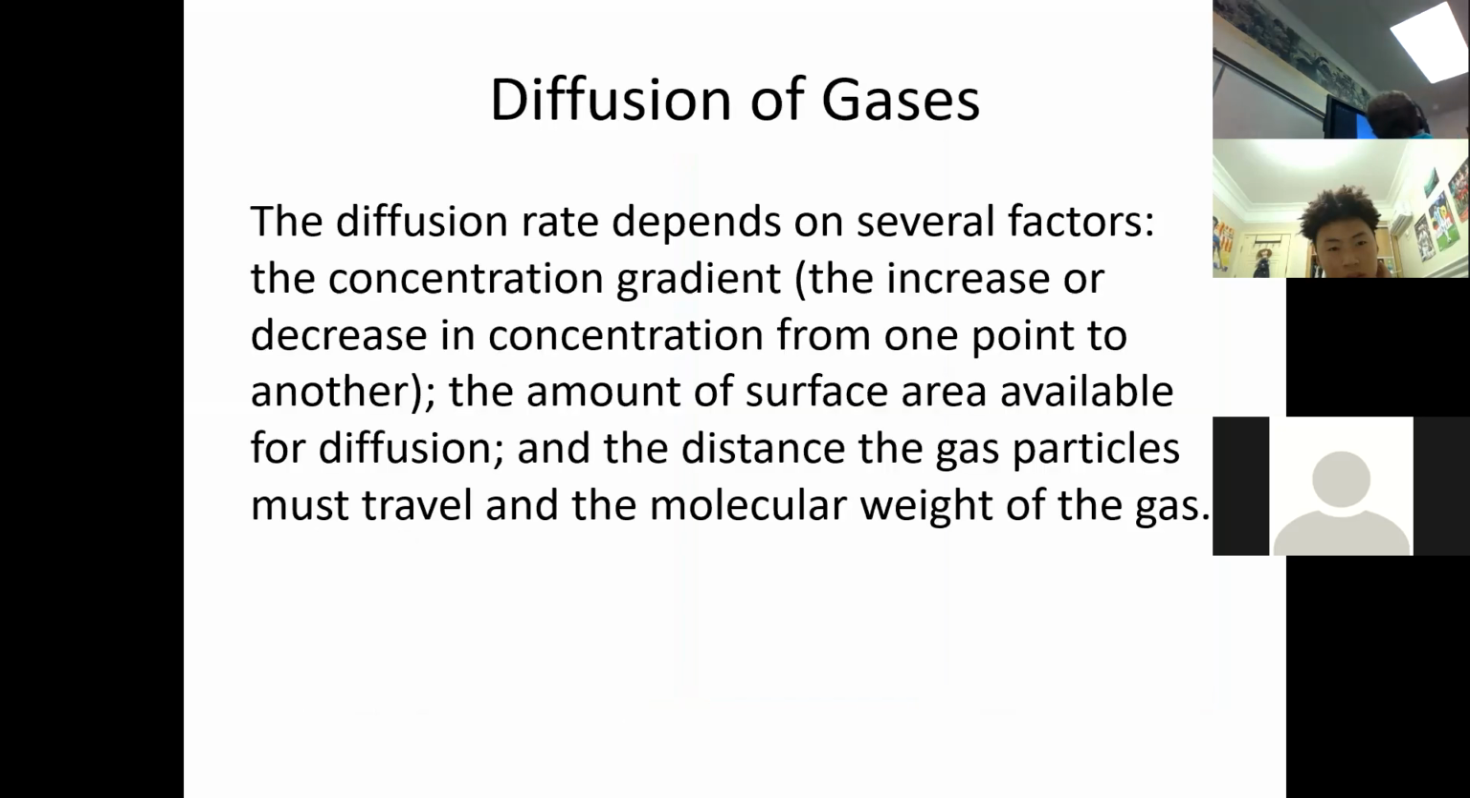We can also talk about the diffusion of gases. And that depends on a couple of different things. The concentration gradient, the increase or decrease in concentration from one point to another. The amount of surface area available for diffusion. And the distance that they have to travel, which depends on the molecular weight of the gas. Diffusion through the air happens very quickly, as opposed to diffusion through the water.